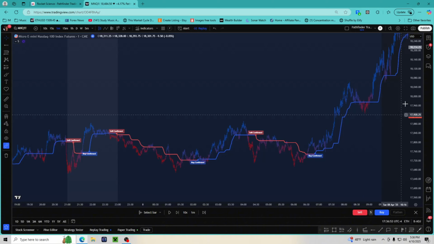Okay, right here. Market breaks above the white ray. Probably somewhere around here, maybe a little higher. Right there. Buy confirmed and all.